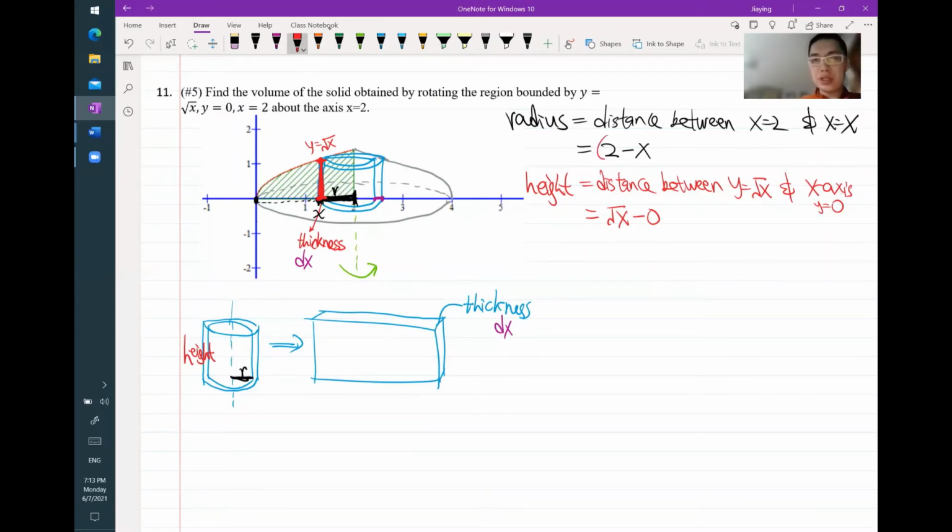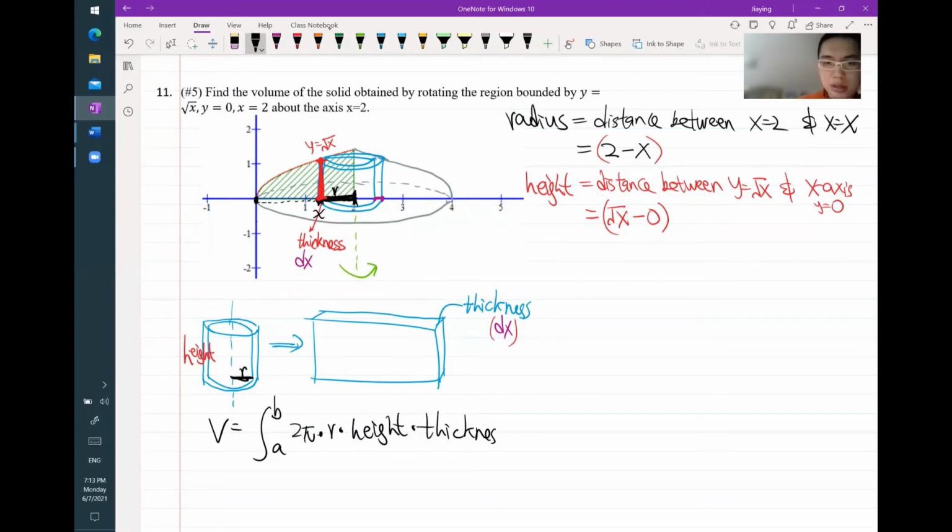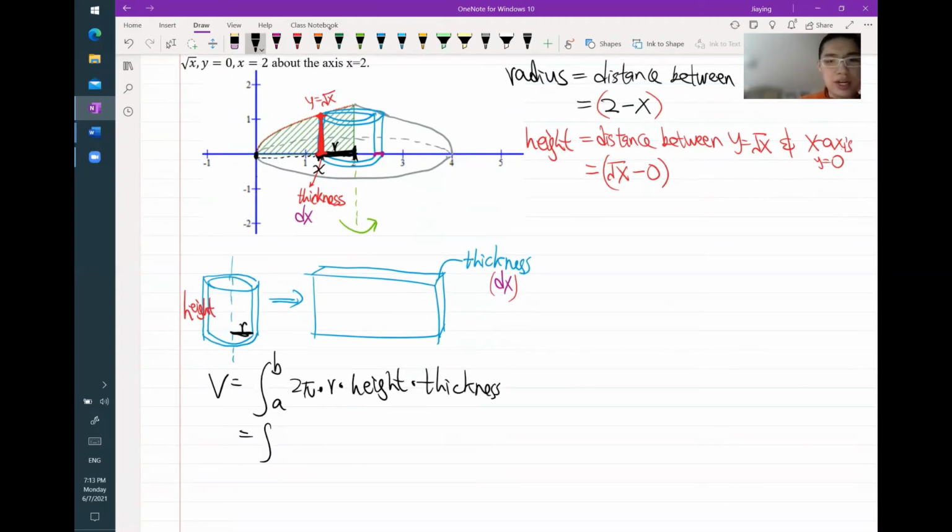So now we have the radius, we have the height, and we also have the thickness, dx. We can find the volume, which is equal to the integral from a to b of 2 pi times the radius times the height times the thickness. I'm going to find a and b later, so that will be 2 pi times the radius, which is 2 minus x, that's a horizontal distance, times the height, which is just square root of x. The thickness is dx.